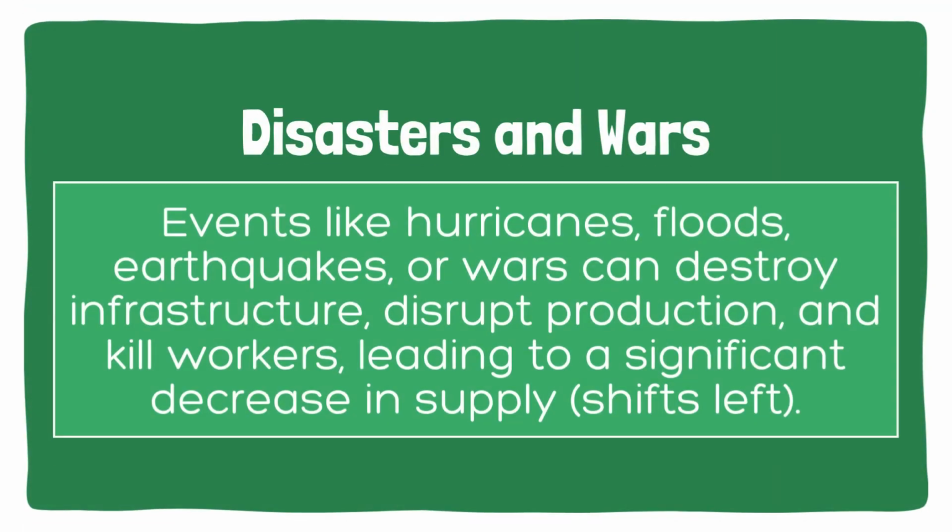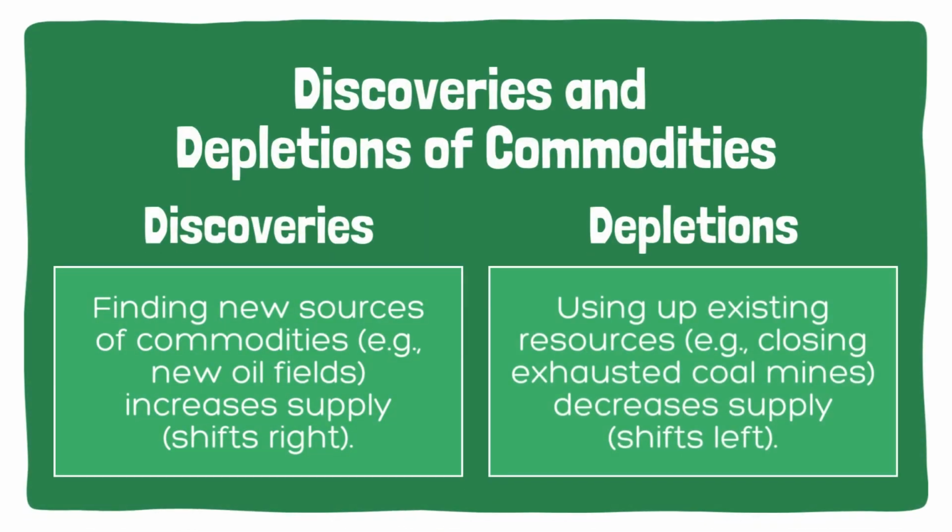Natural disasters and wars can also drastically reduce supply. They damage infrastructure, disrupt production, and cause loss of labor. For example, the 2011 earthquake and tsunami in Japan destroyed factories and reduced the supply of many goods. Finally, discoveries and depletion of resources affect the supply of commodities like coal, oil, and gold. Discovering new sources increases supply, while depleting existing ones reduces it. For instance, finding a new oil field raises global oil supply, but when mines run out of coal, future supply decreases.